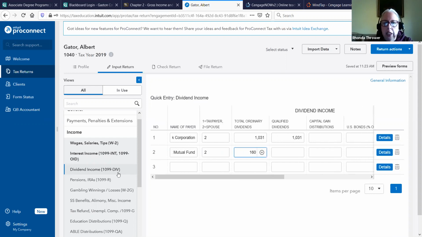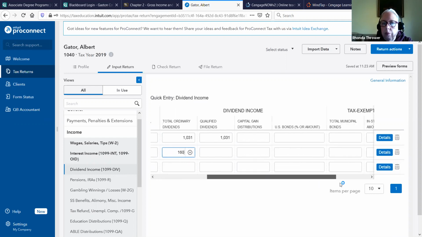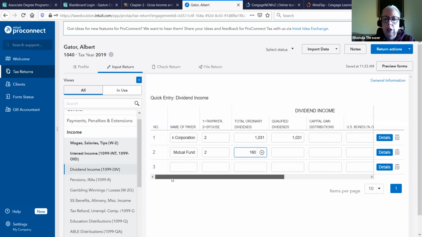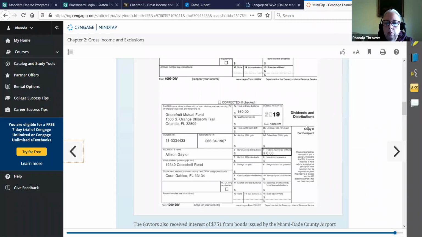So when you're entering dividend income, you want to look to see what kind of dividend income it is. If it's a qualified dividend, you put it in this column. If it's an ordinary dividend, you're going to put it in this column. If it has to do with bonds, you'd put it in this column. If it's tax exempt interest, you would need to know whether the bonds are municipal bonds, whether they're state bonds, and enter that in. So I'm going to go back to the instructions, and we put in the information for Grapefruit Mutual Fund.